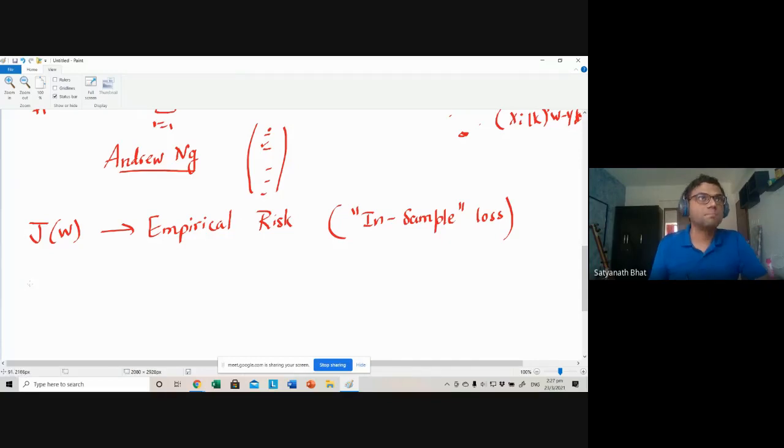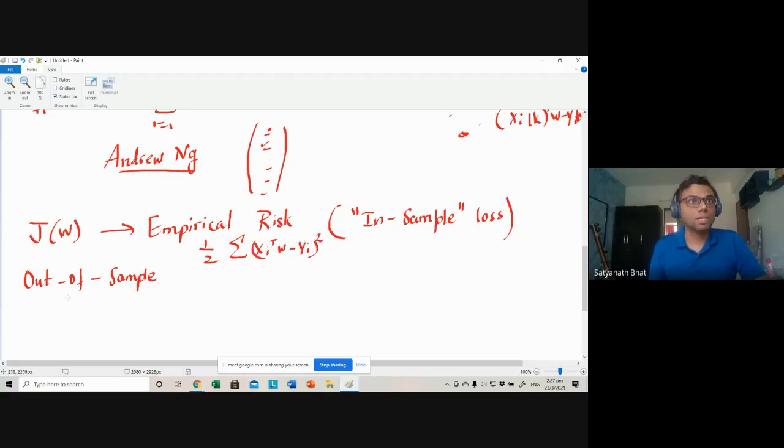But what is important is out-of-sample performance. Out of sample is more important. And this J(W), if you remember, we had taken something like this: the sum of x_i transpose W minus y_i, squared. But what is more important is not this; we are more interested in the out-of-sample performance, which is the expected value of (n over 2) times (x transpose W minus y) squared. Can someone tell me what the expectation is taken over? What are all the things that are random here?